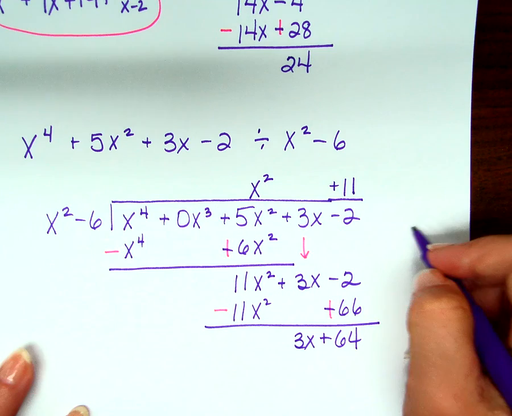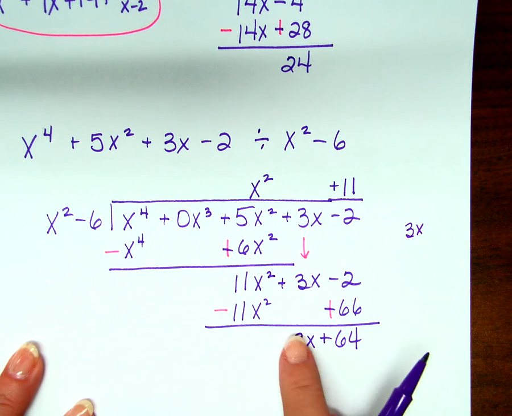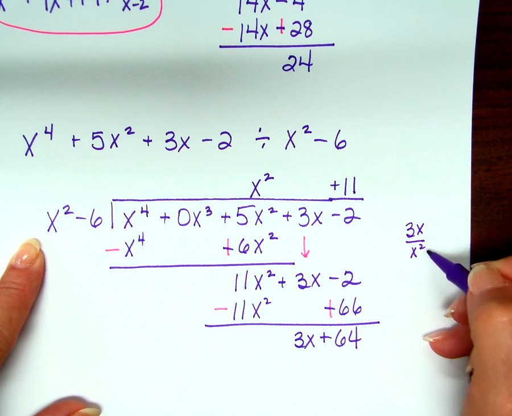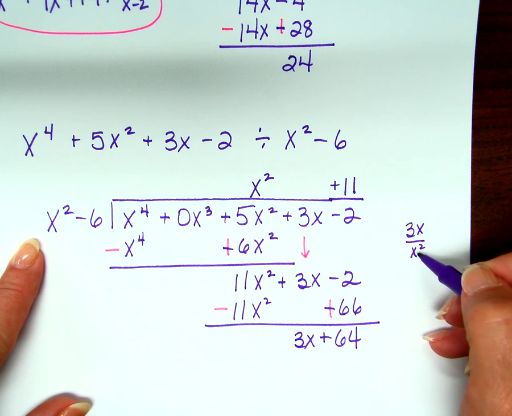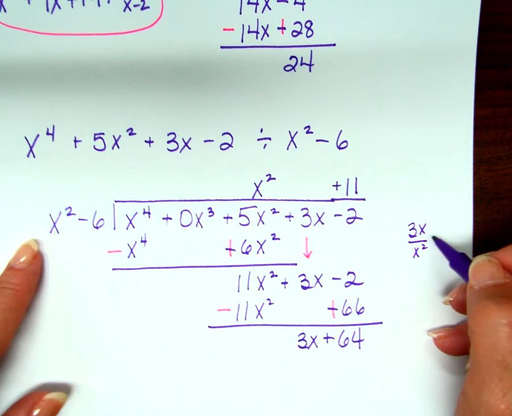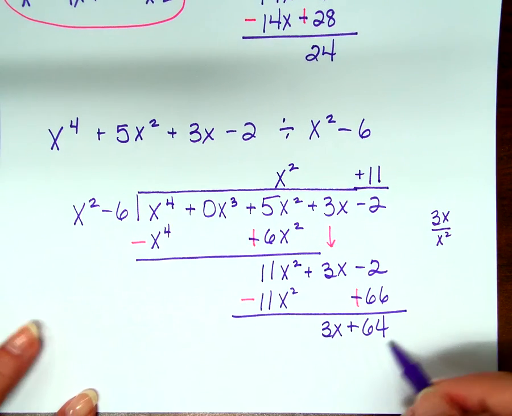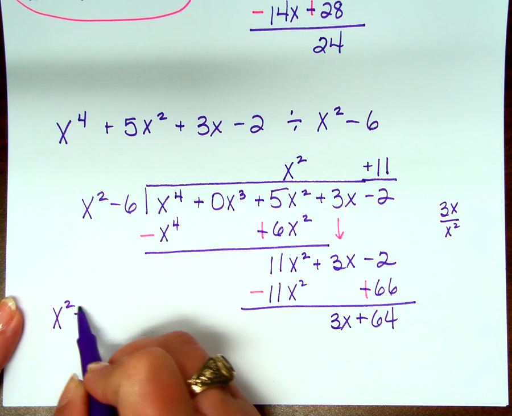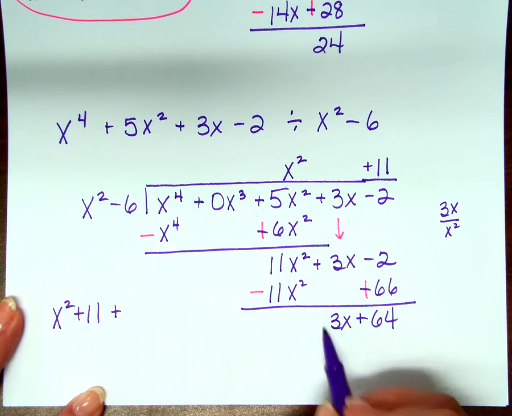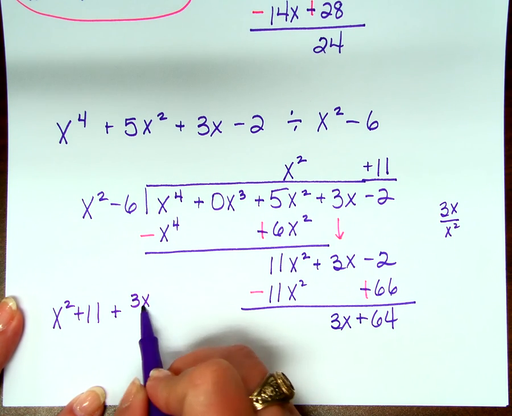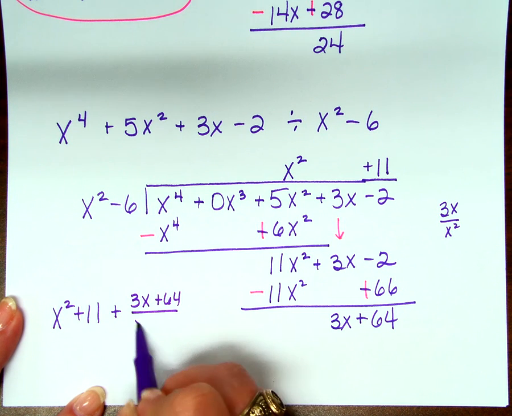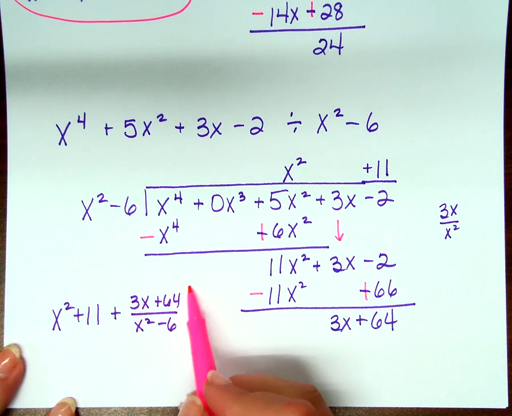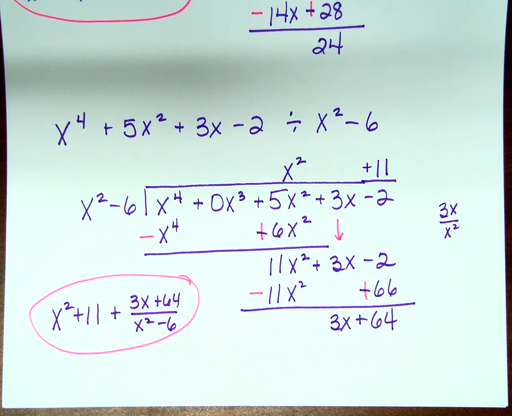Here's another way to know. If I would do it, I would say what's 3x divided by x squared? Can I divide an x by an x squared? No, this one's bigger, right? I can't divide that in there. So this is my remainder. X squared plus 11 plus 3x plus 64 over x squared minus 6. That is my solution.